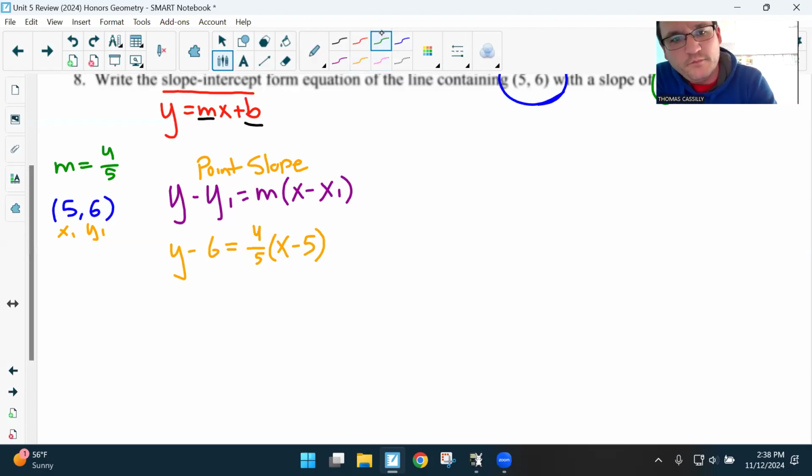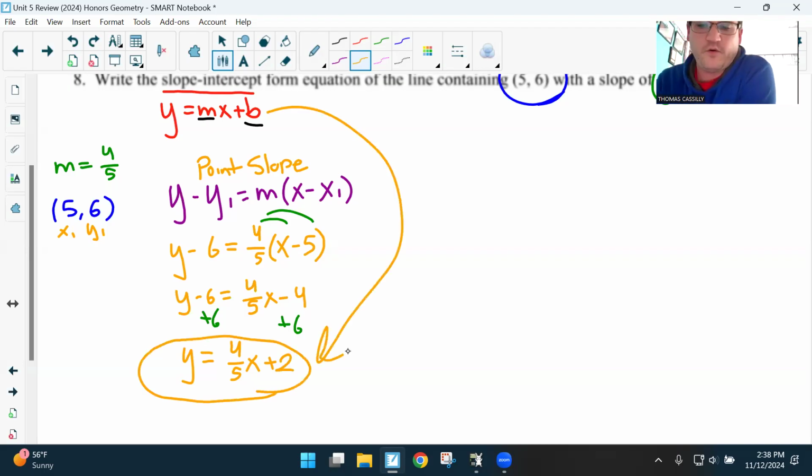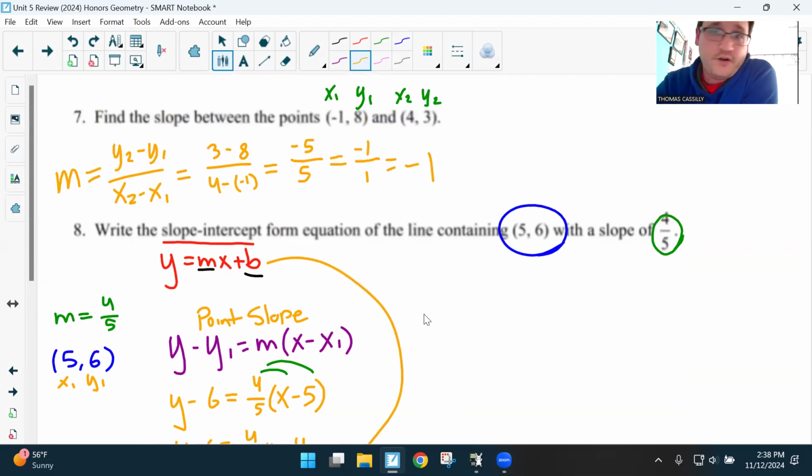So the first thing I'm going to do is distribute the 4/5. So I got y minus 6 equals 4/5 x, minus 4. 4/5 times 5 is 4. Then the last thing, let's just add the 6 over. We got y equals 4/5 x plus 2. And then there is our formula. This is our y equals mx plus b form. And this is done.